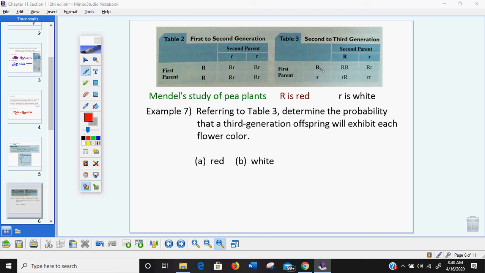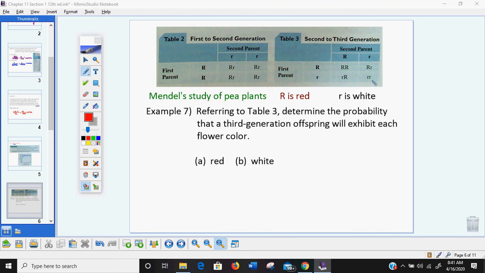Over here, when you cross this one, you have a dominant red with a recessive white gene. So this one ends up being red. Over here, you have a recessive white gene with a dominant red. It ends up being red. And here you have two recessive genes. So even though neither parent plant was white, the offspring could get the two recessive genes, and two lowercase r's would be a white plant.